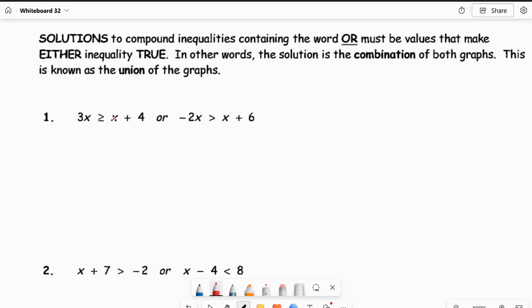Here, since I have x on this side, I'm going to start by subtracting x to get all my variables on the left side. This will give me 2x is greater than or equal to 4. Now I'm going to go ahead and divide by my coefficient. This will give me x is greater than or equal to 2.